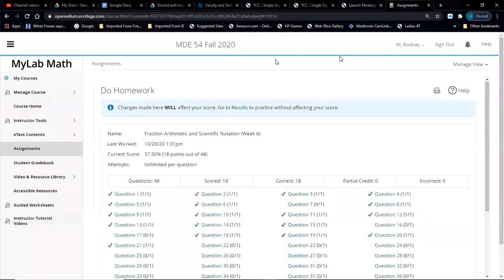Today we're going to do a few more of those fraction problems, pick up where we left off. We'll do a little bit of scientific notation, and then that's probably going to be what we do for the day. We'll probably get to end a little early.